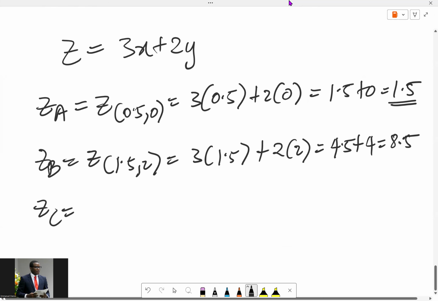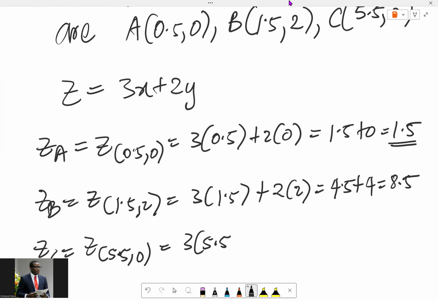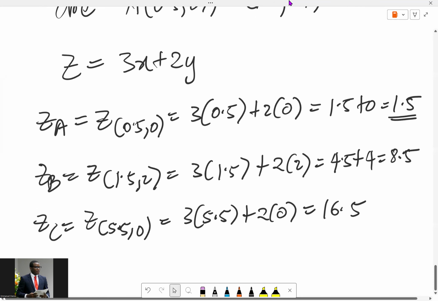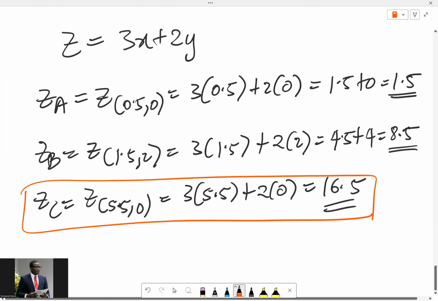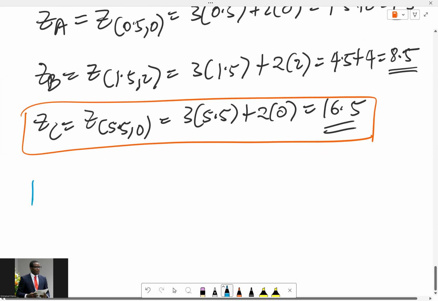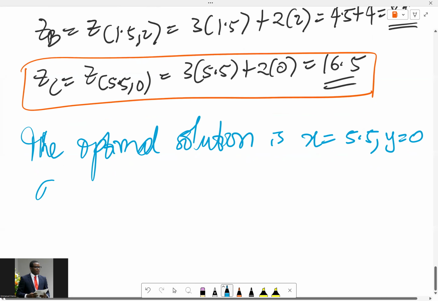And lastly, we have ZC, which is Z evaluated at 5.5 comma 0. That is 3 times 5.5 plus 2 times 0. 3 times 5 is 15, plus 3 times 0.5, which is 1.5. So everything is 16.5. You can see that 16.5 is the biggest. So the optimal solution here is x equals 5.5, y equals 0, and z equals 16.5.